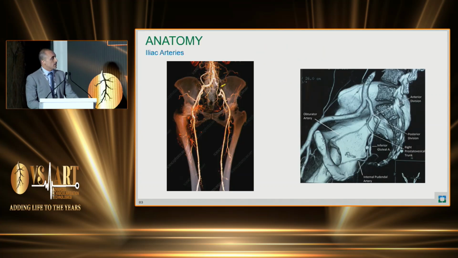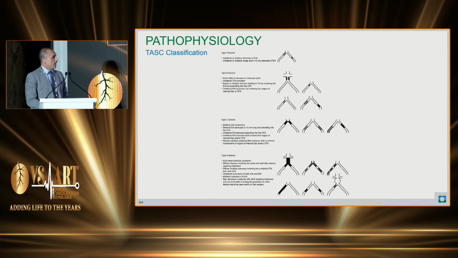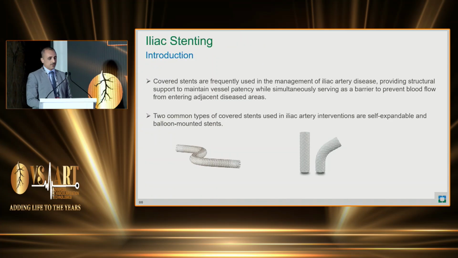Just a reminder of what's special about the anatomy of the iliac arteries. As you know, the aorta bifurcates at the level of the umbilicus. Then it gives a relatively straight, short segment of common iliac artery, but dives into the pelvis, as you see on your right-hand side, and comes up at the inguinal ligament level and gives the common femoral artery. And we'll see why this is important while we're choosing our stents. You heard about the TASC classification, so no need to talk about it.